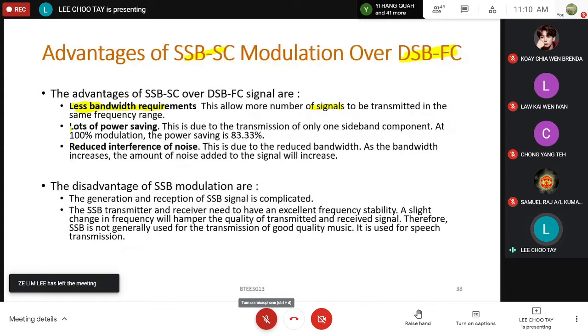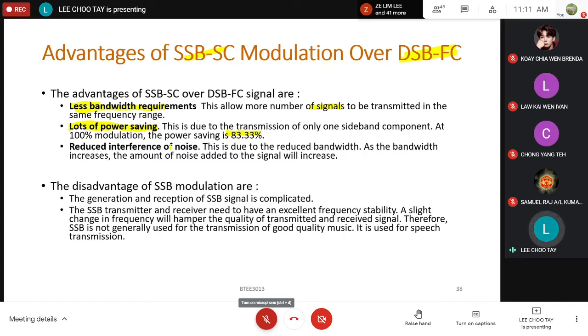We also achieve a lot of power saving compared to double sideband full carrier. Remember in double sideband full carrier, just to transmit the carrier, we use up 67% of the power, minimum 60% of the power in sending the carrier. If we use single sideband suppressed carrier, we are not sending the carrier. The additional saving comes from sending just one sideband alone. So this gives us a total power saving of about 83%.